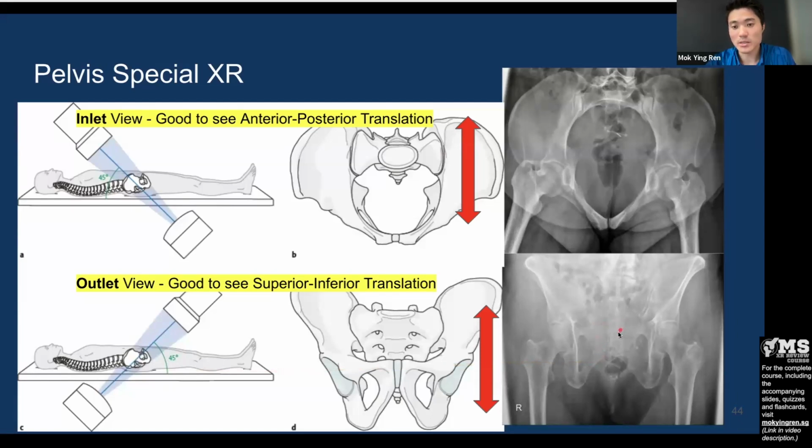And here, you can see that they both serve good functions. For example, when you look at the inlet in this manner, it is very useful to look at anterior and posterior translation. Just let it settle in your mind first. It's very good to see if one side goes anteriorly. As opposed to an outlet view, it is good to look at superior inferior translation because of the angle. You can see if one side goes upwards. So the inlet is good for anterior posterior translation. The outlet is good for superior inferior translation.